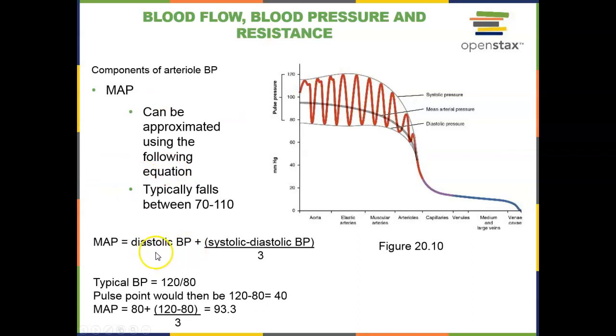We take our diastolic blood pressure and we add that to systolic blood pressure minus the diastolic blood pressure, divided by 3. So let's say our blood pressure is 120 over 80. 80 is the diastolic pressure, so that would be that first number. Then we take 120 minus 80 divided by 3. If we did this, add the 80, we would get 93.3, which falls between that 70 and 110. And so that would be the mean arterial blood pressure. Simple mathematical equation. I'm not a math person, but this isn't that hard to do.